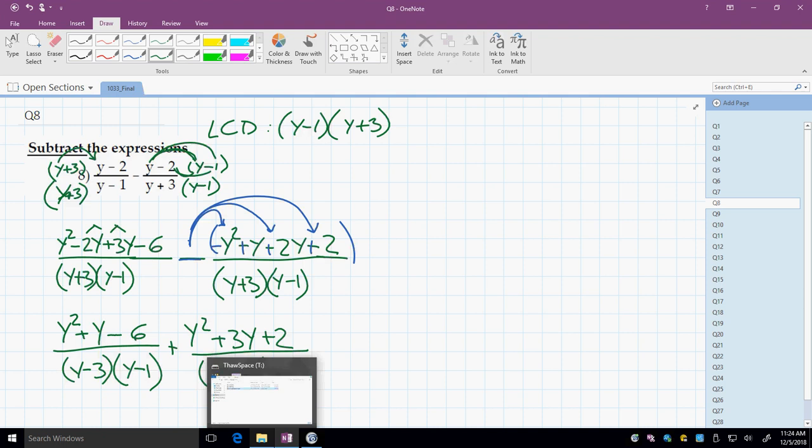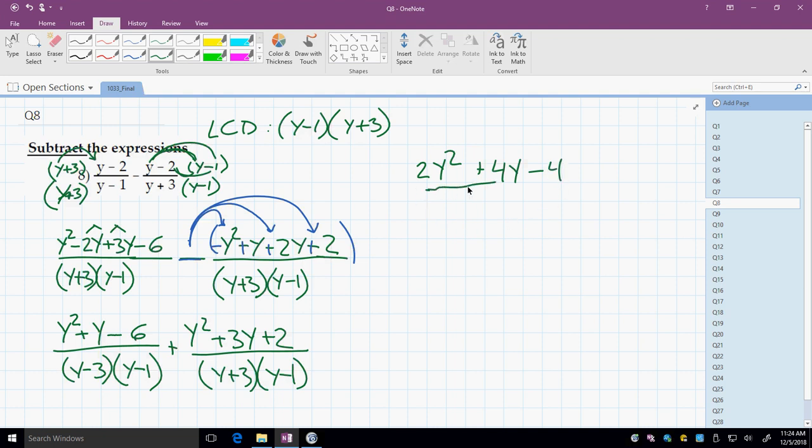Now, on the top, I'm ready to combine them. So I'm going to have 2y squared, 4y, and it's going to be negative 4. All these over the two same parentheses. I'm writing minus 3, minus 1. Oh, that's plus, I'm sorry. This is a plus, the 3, okay.